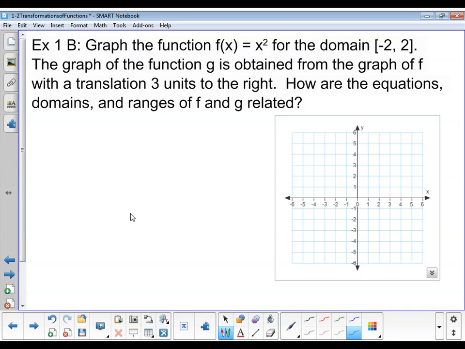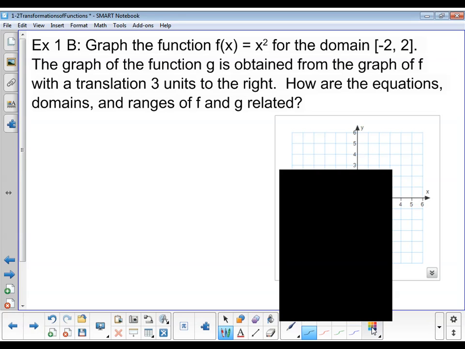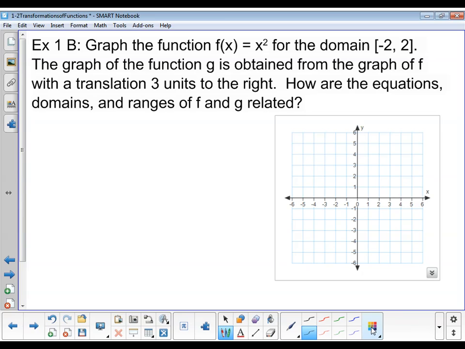Example 1b, we are going to be graphing the same parent function as we did in 1a over the same domain, but our translation is going to be a little bit different. So I'm going to go ahead and use those same 5 points because I still have my parent function of f of x is equal to x squared. So we have the points -2, 4, -1, 1, 0, 0, 1, 1, and 2, 4. And that is my f.